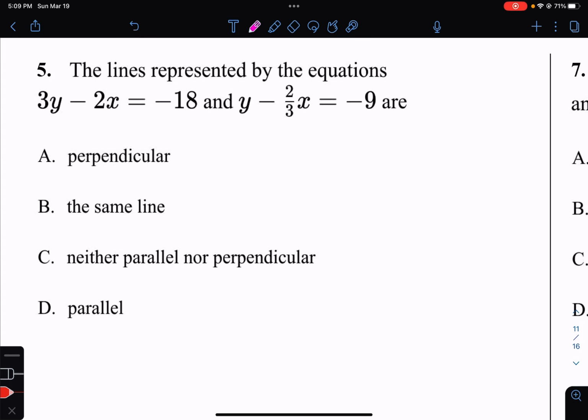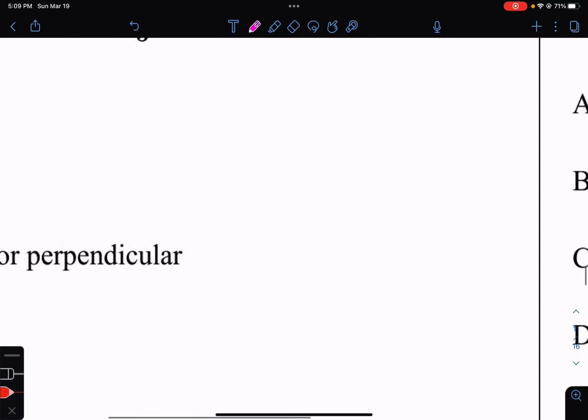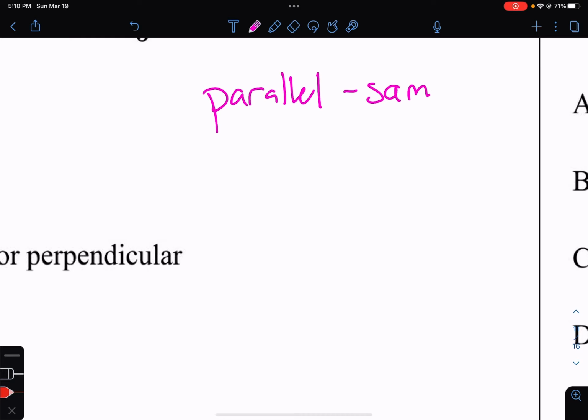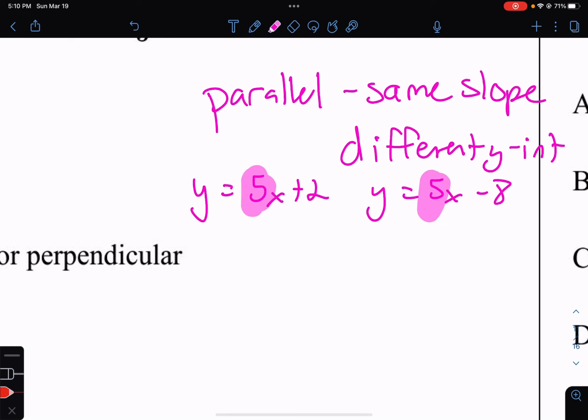All right. So the next one, being able to determine if lines are perpendicular or parallel or neither, or the same line for that matter. So parallel lines have the same slope, but a different y-intercept. An example of this would be y equals 5x plus 2 and y equals 5x minus 8, right? They've got that same slope, but a different y-intercept there.